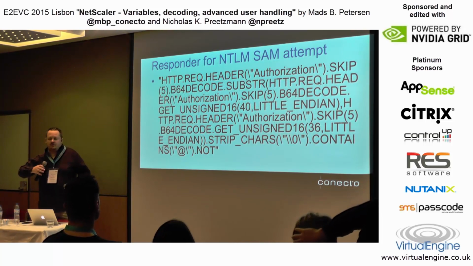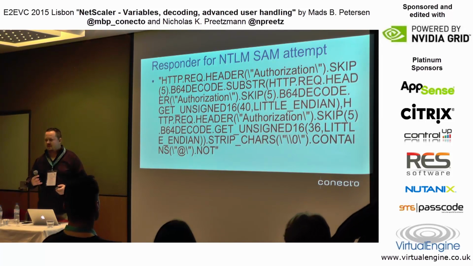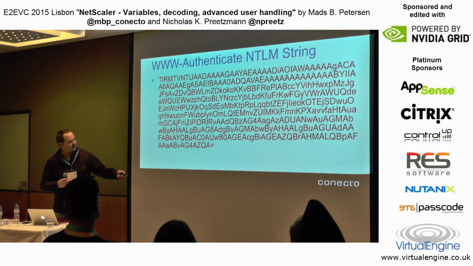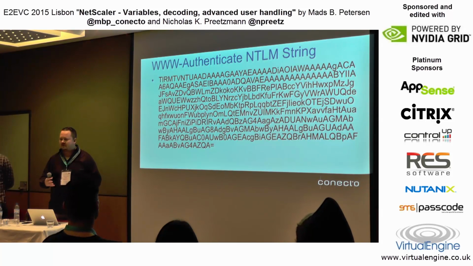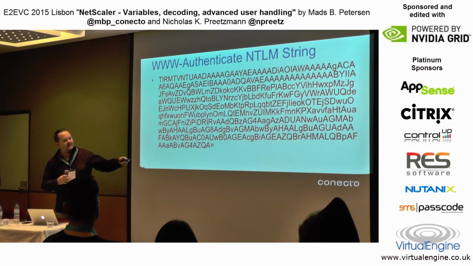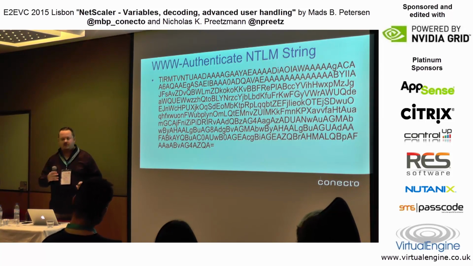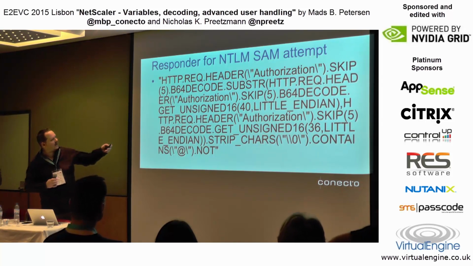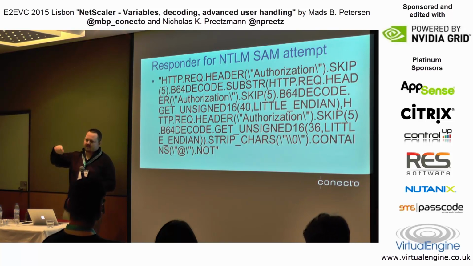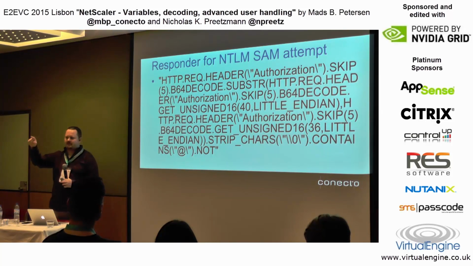Now, to get the username from an NTLM, we have to decode it. If you look at it, normally when there's this equal sign in the end, it's base 64. So you can take this and decode it to hex, and then you can get something we can use. So what we do here is that we look for the header authorization. We skip the first 5 of it, and that's because the first 5 in NTLM just writes NTLM, so we do not care about it.